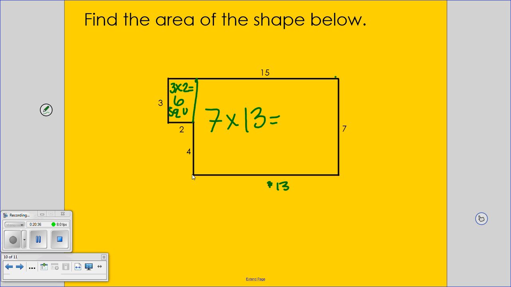I would use a break apart strategy. And I would break apart your 13 because nobody knows 13. That's why I did the 3 lines.